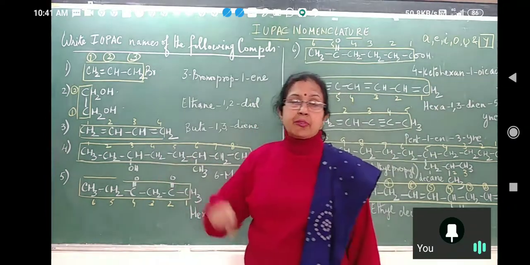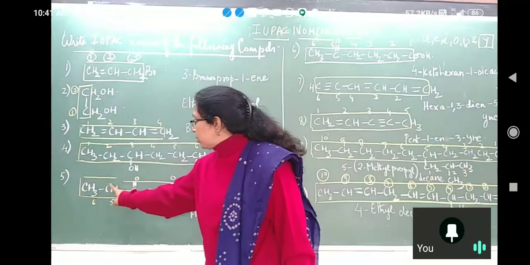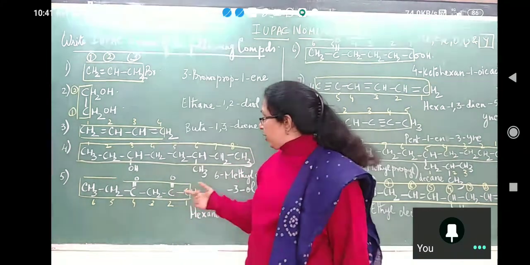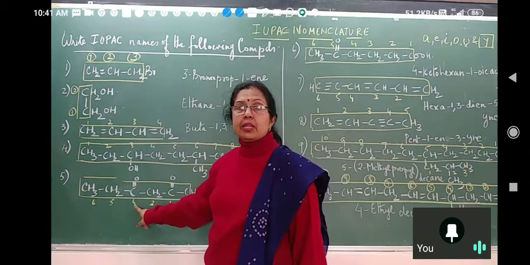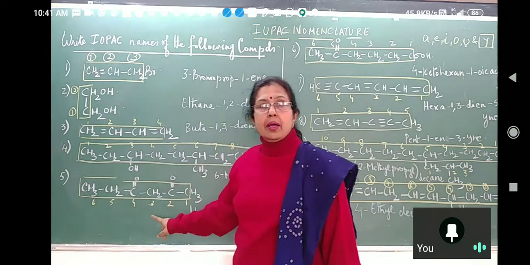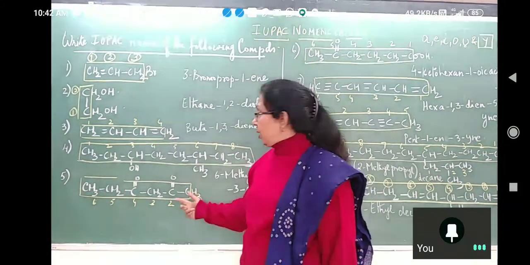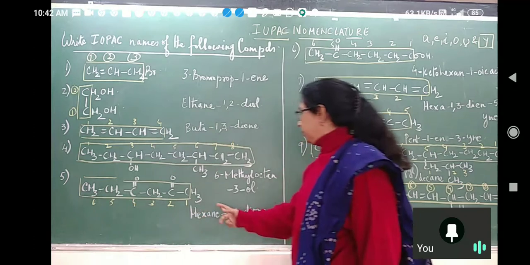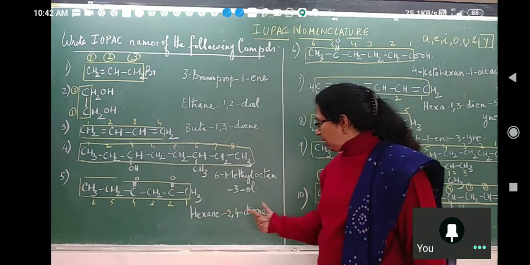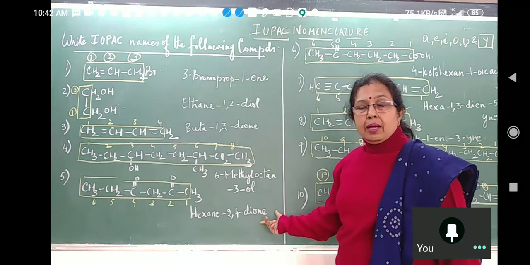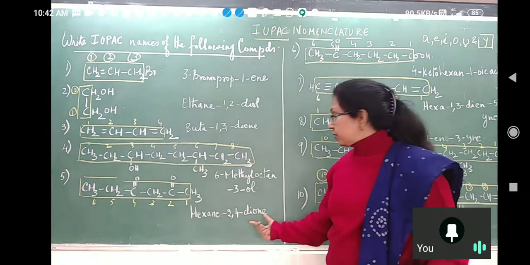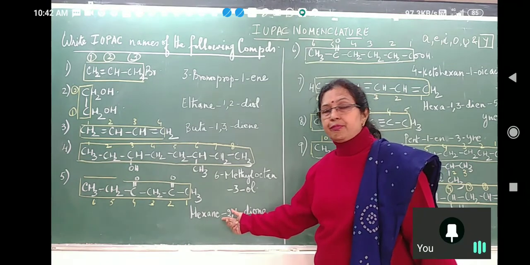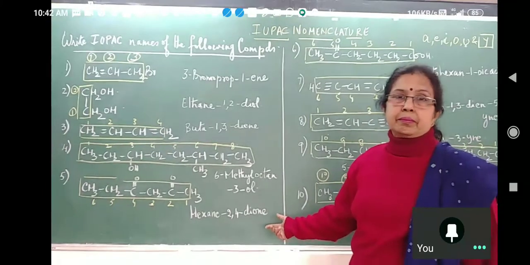Now we will have to number from both the ends and see. If it is 1, 2, 3, 4, 5, then 3 plus 5 is 8. If we number from this end, we get 2 plus 4, which is 6. Which is lower? 6 is lower. So we will number from this end: 1, 2, 3, 4, 5 and 6. Alright. Now it is hexane. Dione will be the ending word. If it is dione, where are the two ketones present? At the second and the fourth carbon atom. So this is how you will write: hyphen 2, comma 4, hyphen. Clear?